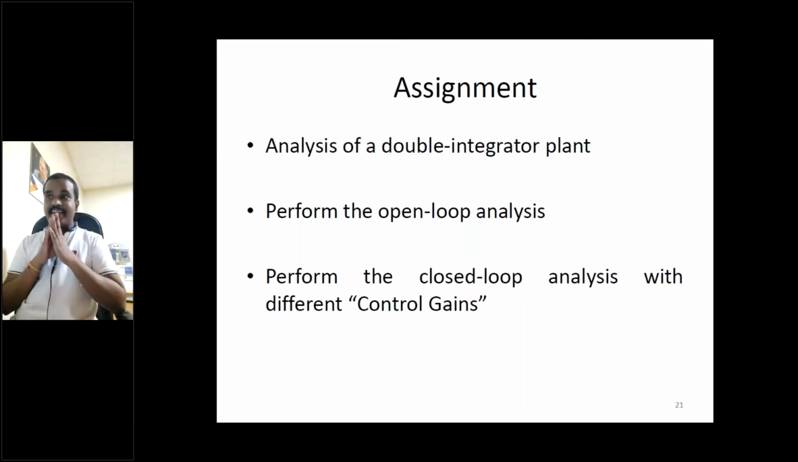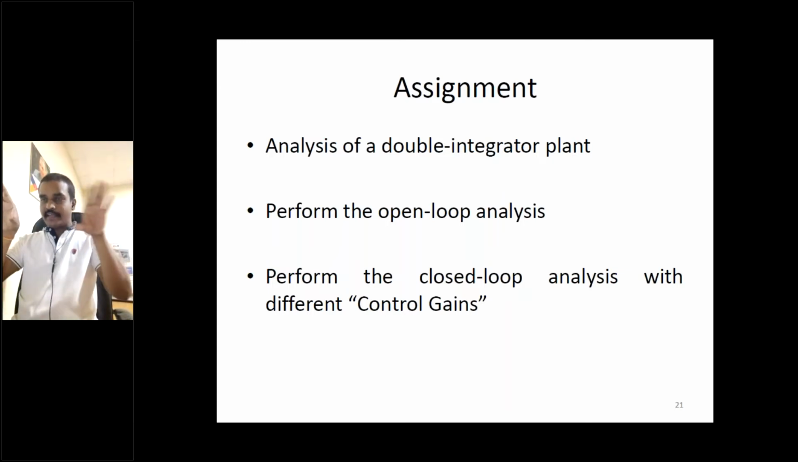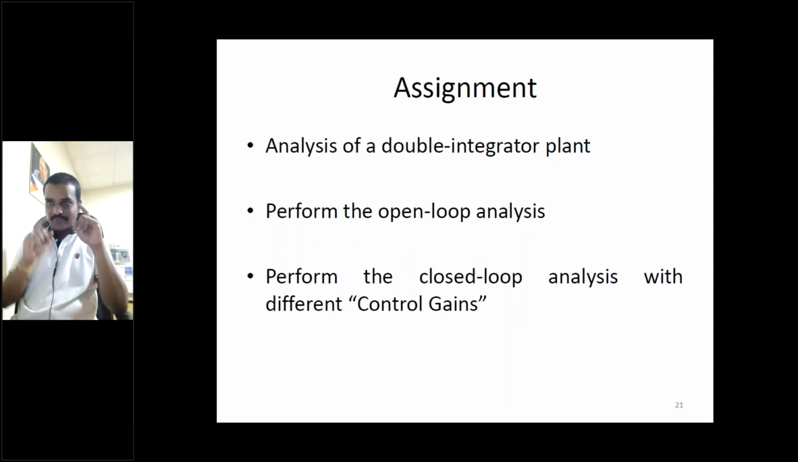What do you mean by a double integrator plant? That means the plant is nothing but 1 by s square. If you connect two integrators in cascade, 1 by s and 1 by s, that will become 1 by s square. So my plant G of s is 1 by s square. And then you have to do the open loop performance and the closed loop performance with different types of control gains.